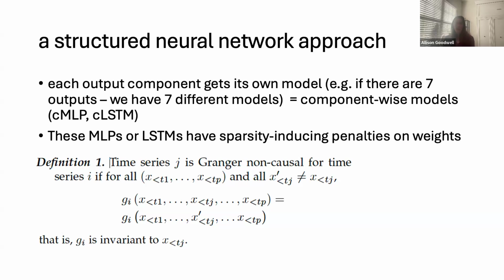So they're calling these component-wise models, and all that means is that we have multiple inputs. So the whole system is kind of an input, and then we're only trying to predict the future of one at a time. And in addition to that, these machine learning models have sparsity-inducing penalties on their weights. And basically, this is just a definition from the paper, that a time series is non-causal if the prediction is invariant to it.